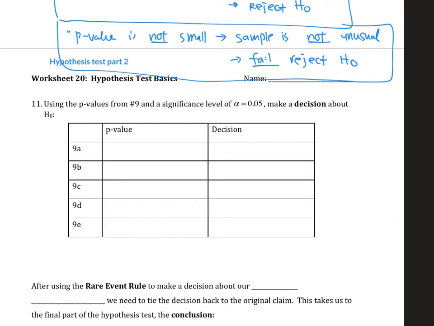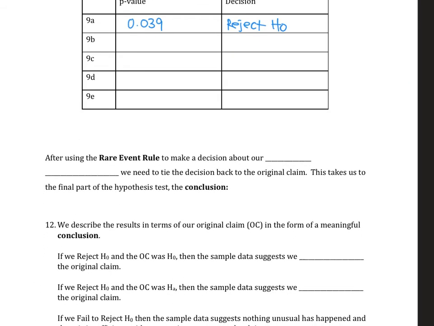All right, let's look at the next question, number 11. It says using p-value from number 9 and the significance level 0.05, make a decision about H naught. Again, significance level sometimes is not given to you, so usually this is a default level. Number 9a, from last section we calculated the p-value of 0.039, which is basically 3.9%, which is less than 0.05, which is 5%. So our sample is unusual. That means we reject H naught. So I'm going to have you pause now. I'm going to finish number 11.